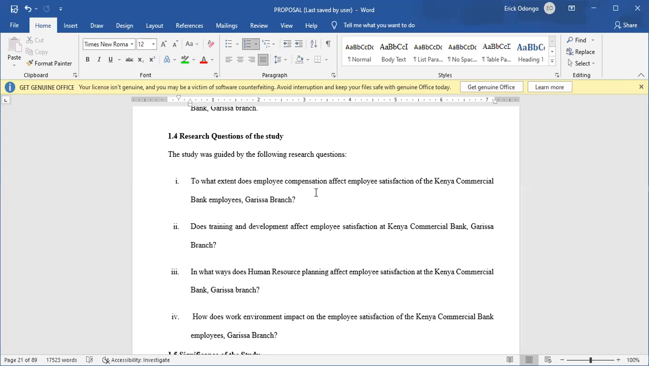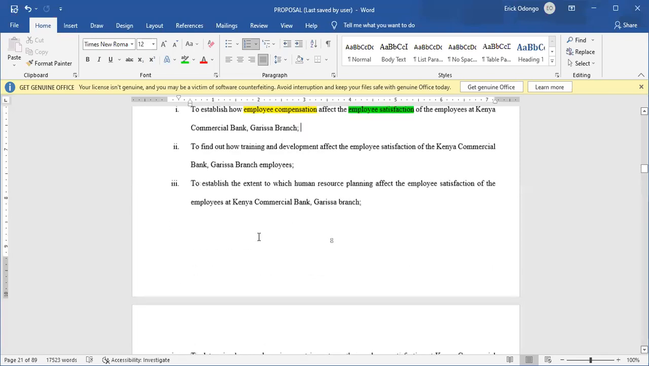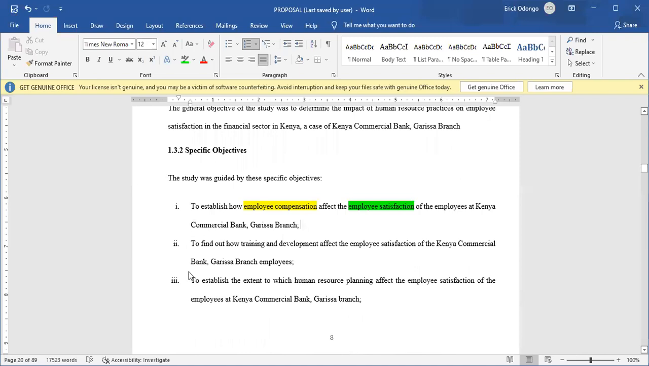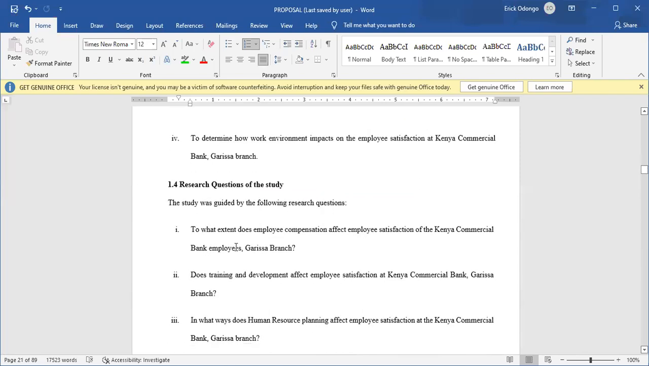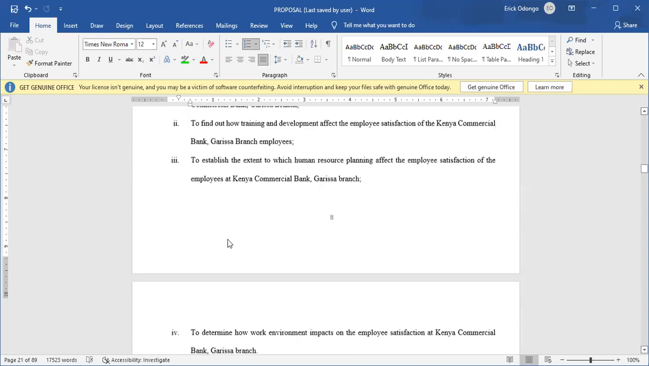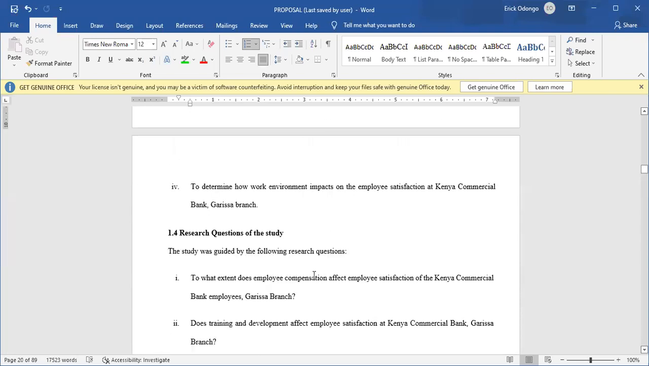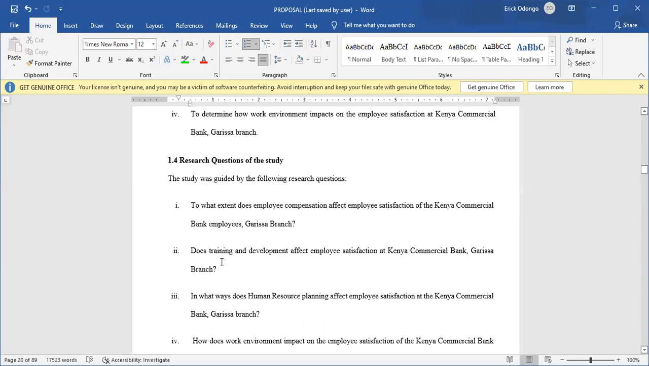So 1.4 is the research questions of the study, and it must be from your specific objectives. Must be numbered Roman 1, Roman 2, Roman 3, Roman 4, the same way specific objectives are numbered 1, 2, 3, 4, whereby each one must correspond to the former. Number 1 must correspond to number 1. There is no way we'll have number 1 corresponding to number 4 in the previous case. That is 1.4.